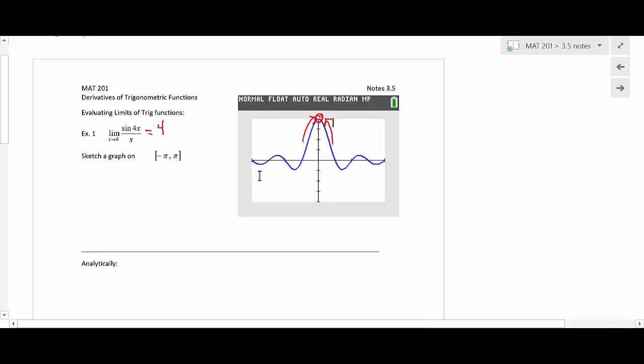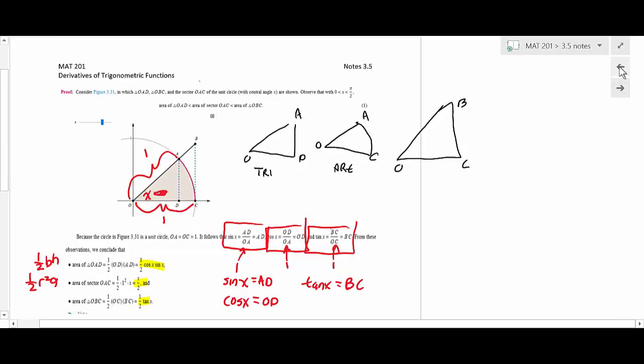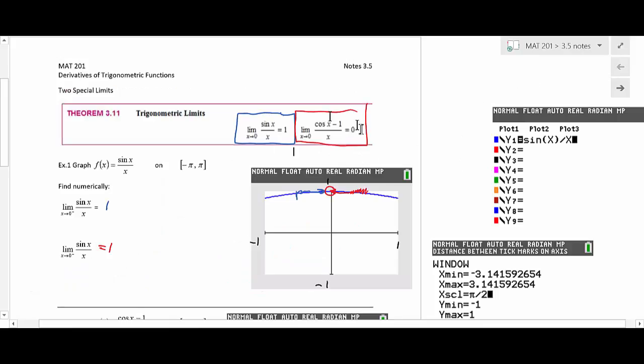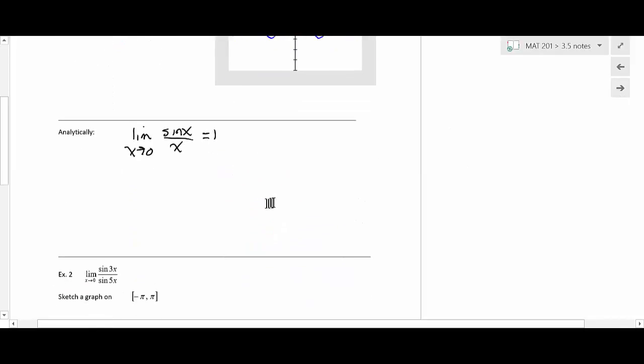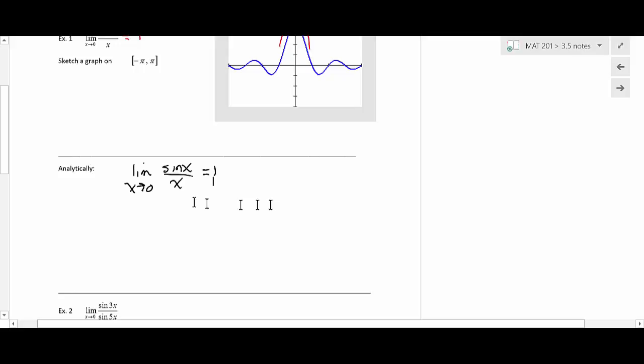Now we're going to look at this analytically. The first thing that you've got to learn how to do is you need to write down this limit. This is the one I just proved with the squeezing theorem. The limit as x goes to 0 of sine x over x, if you go to the previous page, we learned that the limit of sine x over x is 1. That's what we did with the squeezing theorem just a few minutes ago. So we're going to use that fact to figure this out analytically.